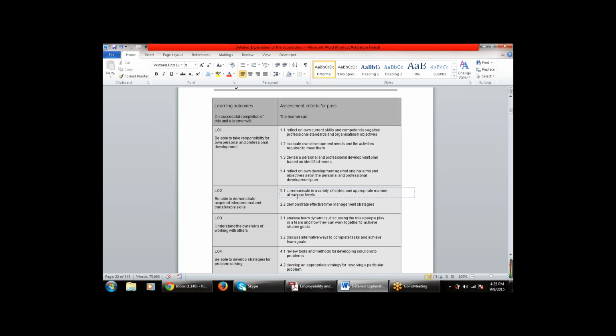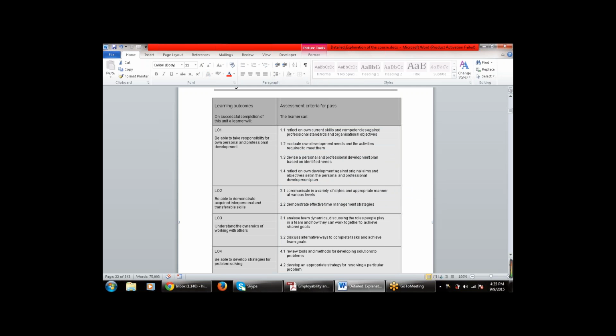Communicate in a variety of styles and an appropriate manner at various levels. Suppose I'm at the managerial level, I can communicate in a different way. If I'm at a superior level, I communicate in a different way. If I'm at a subordinate level, I communicate in a different way. So it depends on the communication: communicate in a variety of styles and an appropriate manner at different levels. Then demonstrate effective time management strategies.